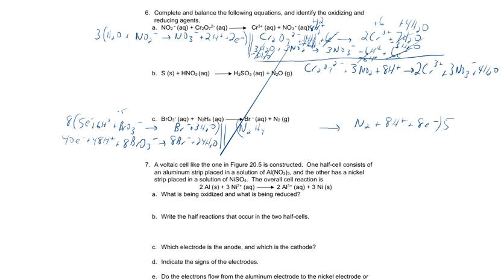And on this side, I get 5N2H4 becomes 5N2 plus 40H plus plus 40 electrons. So when I add them together, I'm going to run out of space. N2H4, 5. I'm just rewriting. I haven't done anything here.